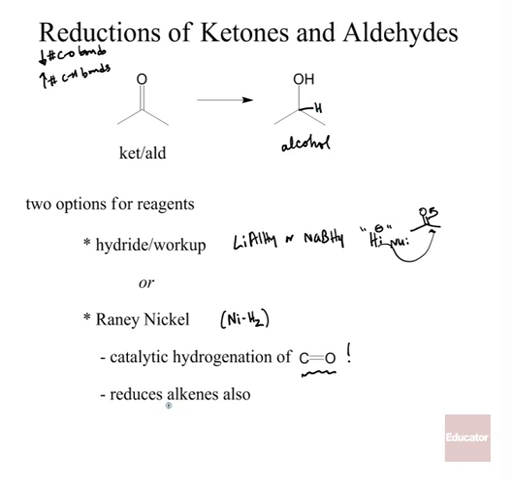Okay, but because it is catalytic hydrogenation, this is also something that would reduce an alkene. So if you have an alkene in the structure and you want to reduce it to the alkane, you could use Raney nickel. But if you wanted to only reduce the carbonyl and not the carbon-carbon double bond, then we would use a hydride reagent instead, which only is going to go after the carbonyl oxygen.